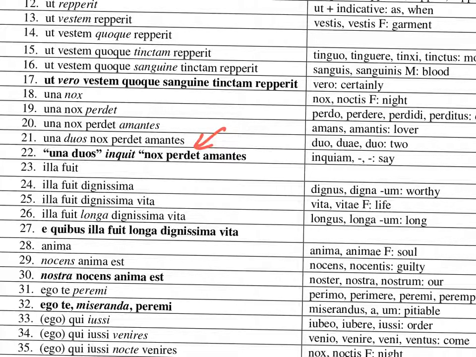Ablative. Ablative. Oh, looks like an easy grammar question. I wish I could put that on a quiz for you right now. Okay, 28. Anima. Soul. Oh, that was dramatic, Kat. Thank you. Soul. Nocens anima est.